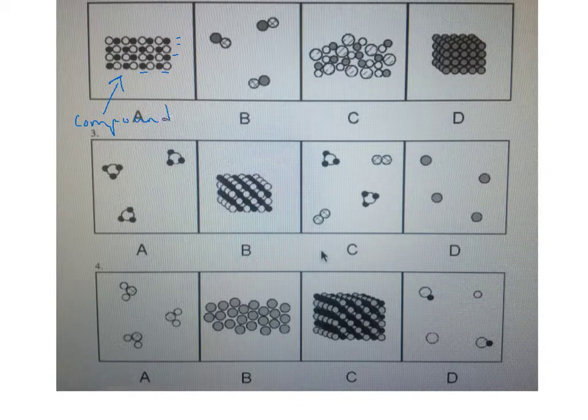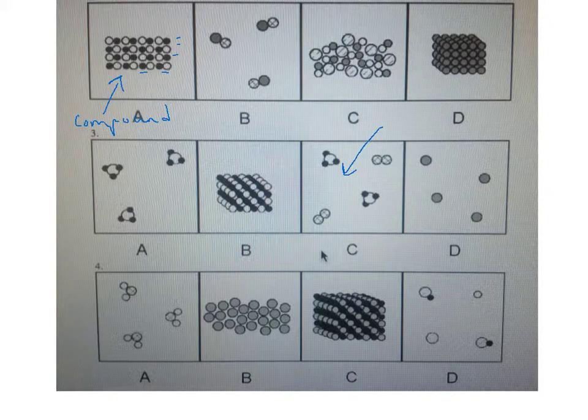Compounds have unique properties that are different than the individual components. Compounds have been chemically combined, and compounds cannot be broken down by physical means. If we look at the third box in the middle row, what we should immediately recognize is this box contains very different substances.